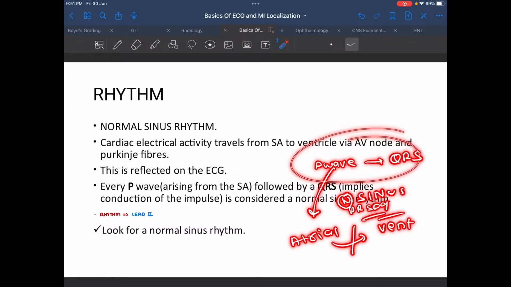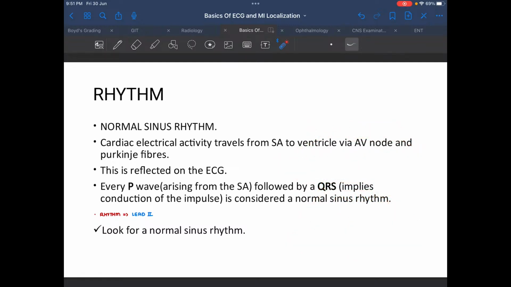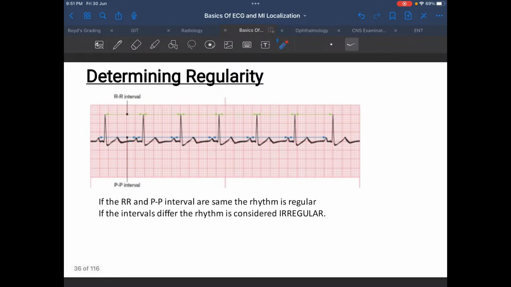Okay? So this is my rhythm interpretation. And for rhythm, the best lead that I have is lead 2. So lead 2 is best for your rhythm interpretation. Checking regularity is very important. We can check the RR intervals and we want to check the PP intervals. If both of them are regular, then I'm going to call my rhythm regular. If the intervals differ at all, then I'm going to label it as irregular.